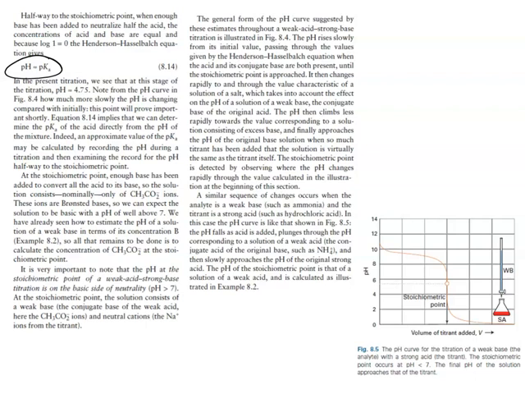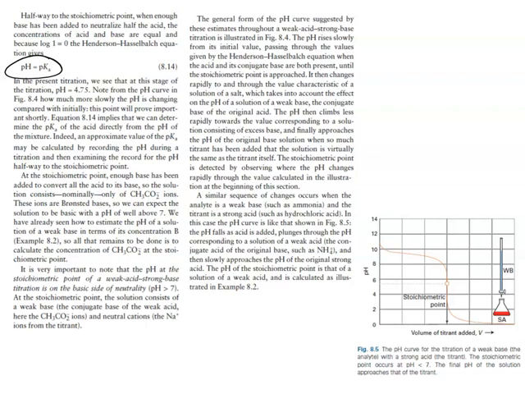It's very important to note that the pH at the stoichiometric point of a weak acid-strong base titration is on the basic side of neutrality. At the stoichiometric point, the solution consists of a weak base, the conjugate base of the weak acid, and neutral cations, sodium in this particular case.